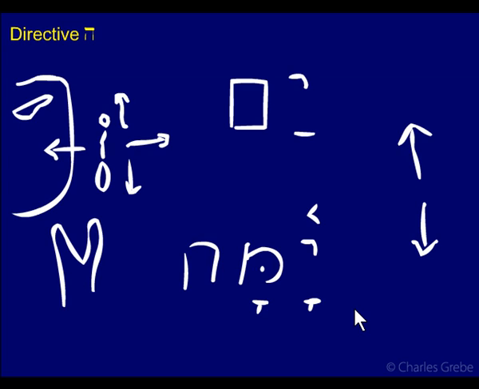So, what do we have here? The directive He is a non-accented Kametz He that can be tacked onto the end of some nouns and adverbs that indicates direction towards, and sometimes you'll get some vocalization change as a result.